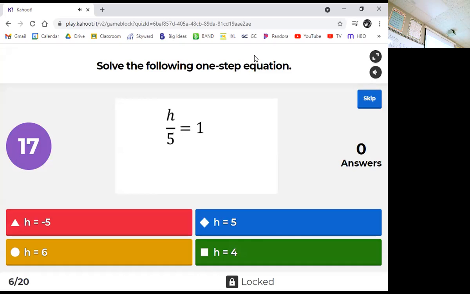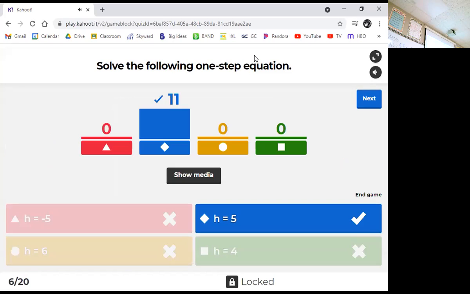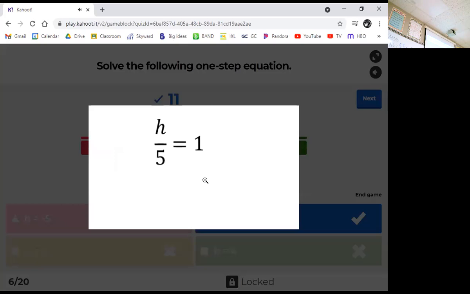h divided by 5 equals 1. Don't miss this one. What divided by 5 is 1? Come on. 2. Okay, put 2 then. 5. It is 5. Okay. So you could ask yourself, what divided by 5 is 1? Or you could literally just say the opposite of dividing is multiplying, and 1 times 5 is 5.